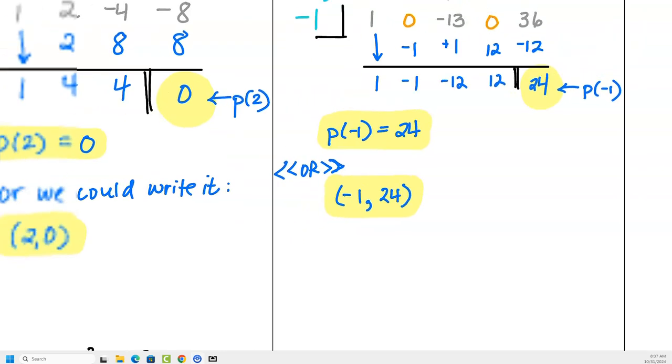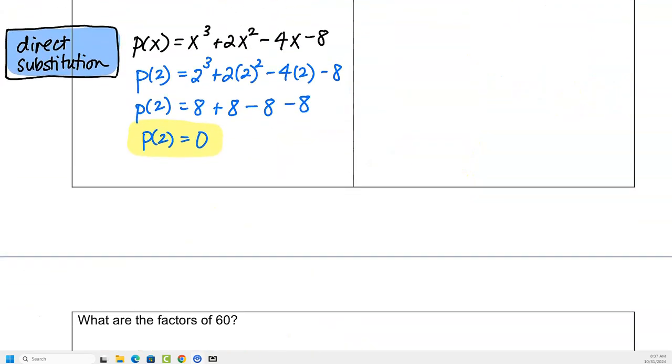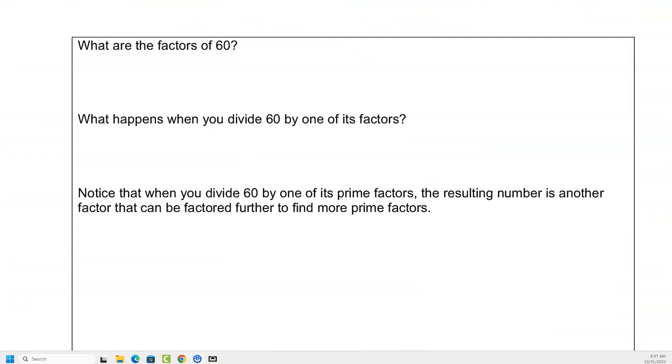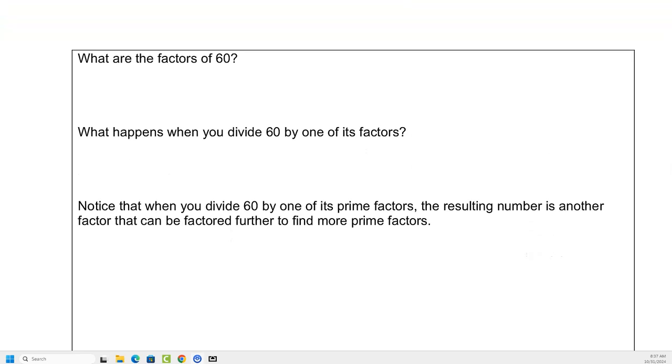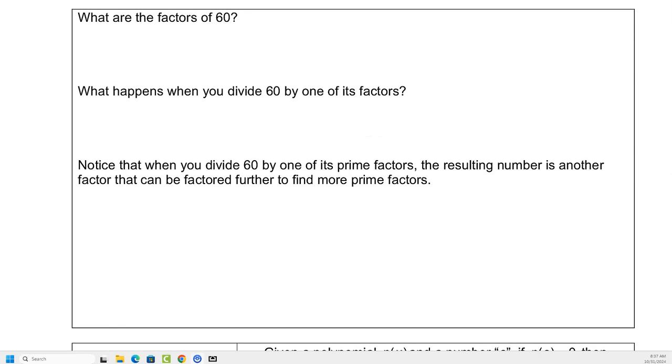So with that, let's move on now to the factor theorem. In order to do the factor theorem, we need to make sure that we have a basic understanding. What do I mean when we talk about factors? So if I ask, what are the factors of 60, you would give me numbers that multiply to give you 60. What are numbers that multiply to 60?